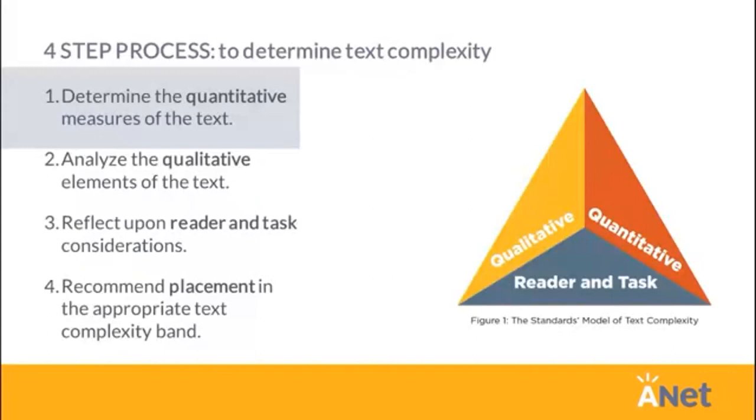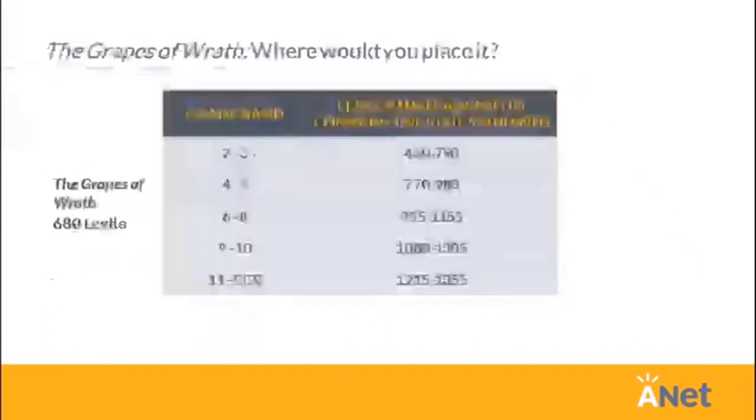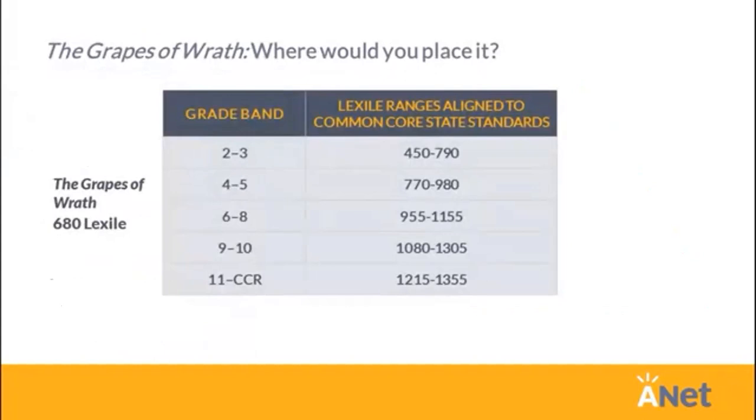Let's start by considering the quantitative dimension. As we just discussed, Lexile level is one measure to determine a text's quantitative complexity. On your screen, you can see the Lexile ranges aligned to the Common Core standards for each grade band. The Grapes of Wrath's Lexile level is 680, which puts it within the 2nd to 3rd grade band. John Steinbeck, who wrote The Grapes of Wrath, is well known for his simple writing style. His writing has simple sentence structure and language, which accounts for this Lexile placement.